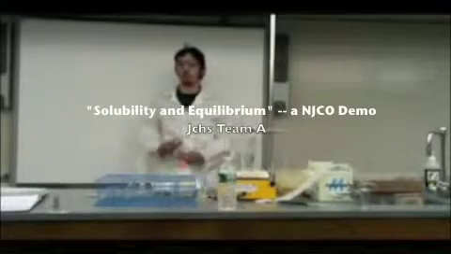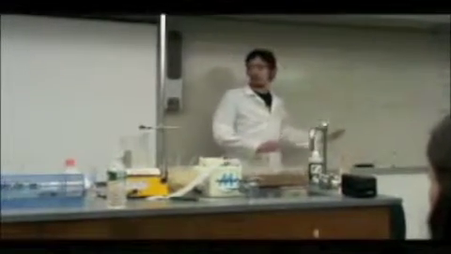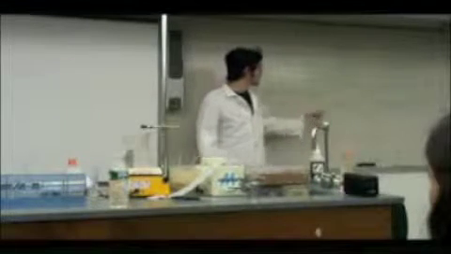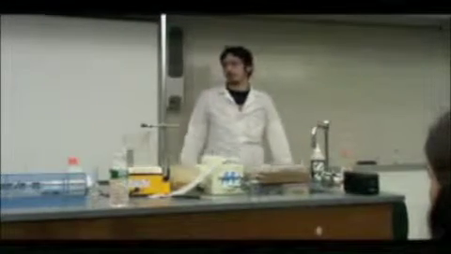Solubility has three basic components, which are saturation, supersaturation, and unsaturation. Saturation is when there's no room left in the solvent and there's no solute left over. Supersaturation is where there's no room left in the solvent, but there is solute left over. And unsaturation is when there is room left in the solvent, but there is no solute left over.